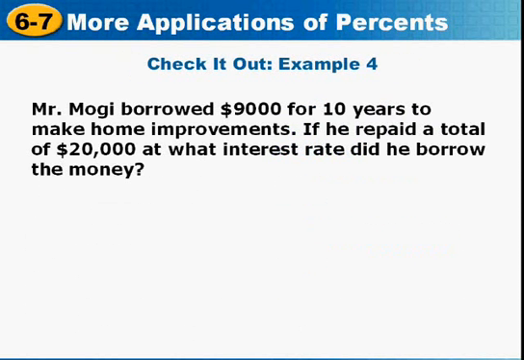Here's your check it out. Let's see how well you can do this. Mr. Moji borrowed $9,000 for 10 years to make home improvements. If he repaid a total of $20,000, at what interest rate did he borrow the money? Press pause and try this problem on your own.